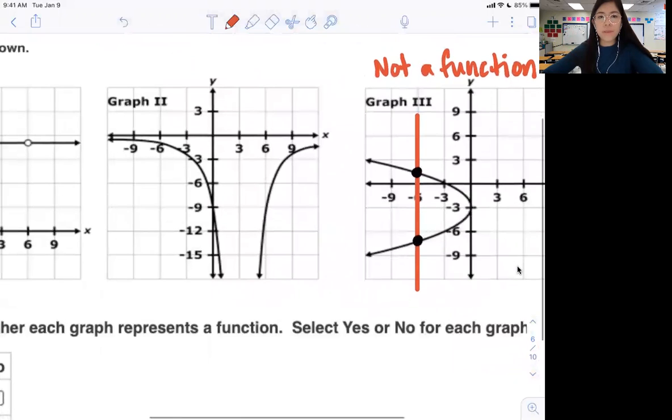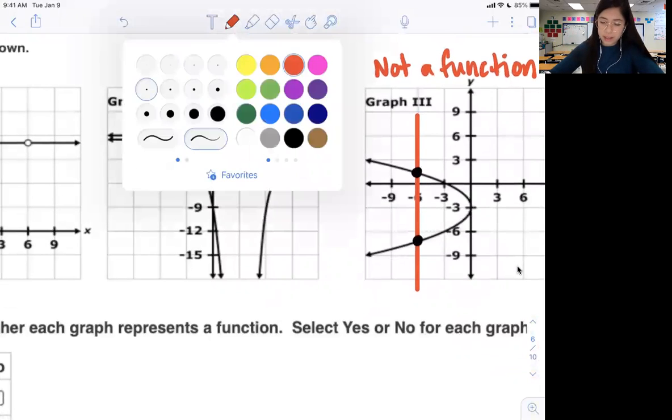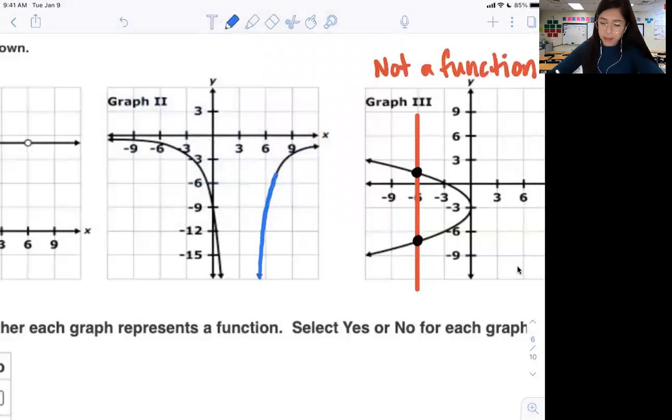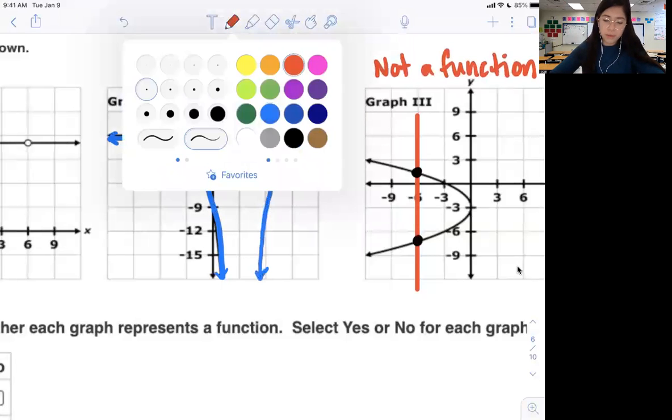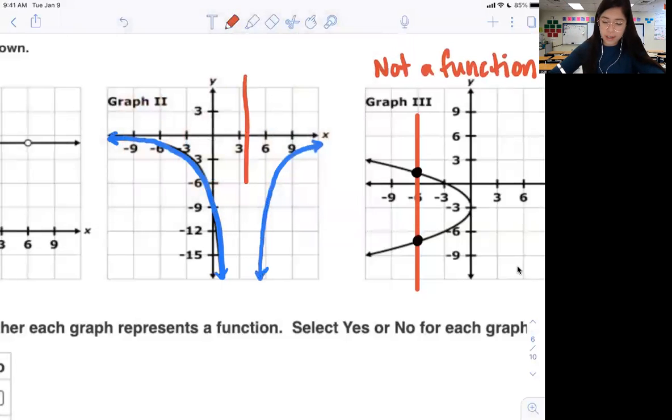Okay, graph 2. Graph 2 is a little weird. I'm going to highlight it because it's a little hard to see it clearly, but it's got 2 branches almost. But it's still one graph. Even though it doesn't connect to itself, we still count this as one graph. And there's something a little weird, right? Like I could draw a vertical line down here and it would not pass that graph at all. It would go straight through that hole.